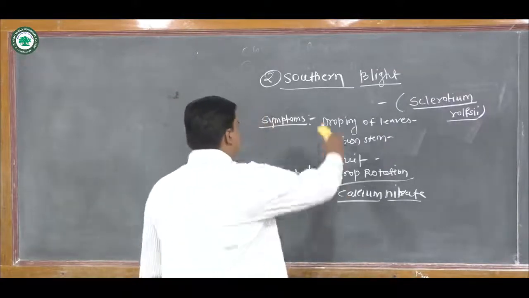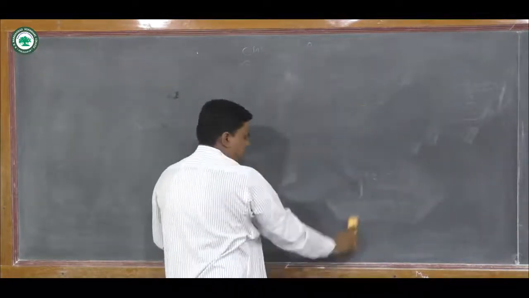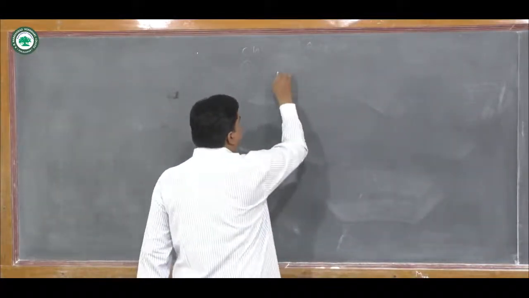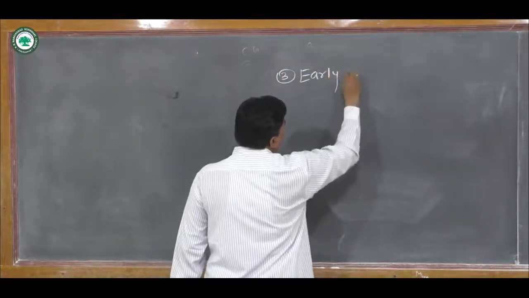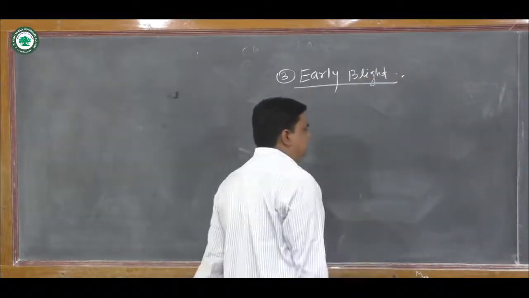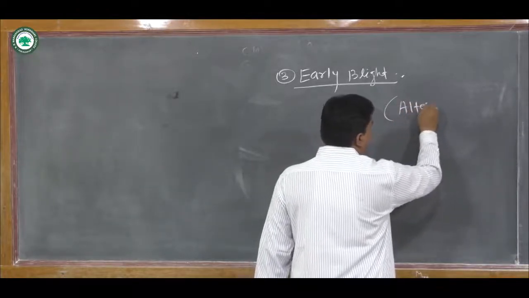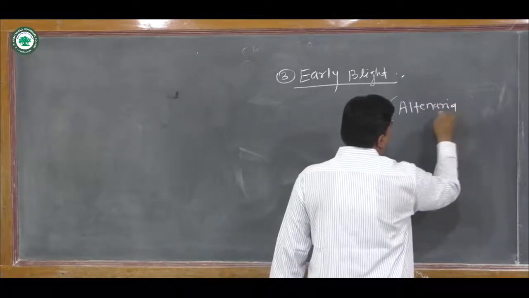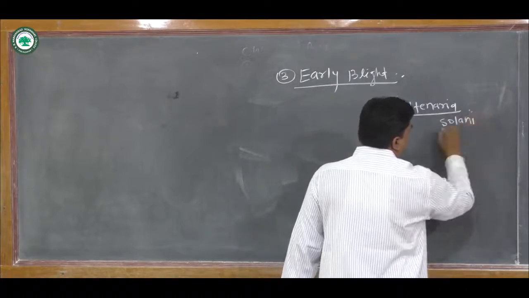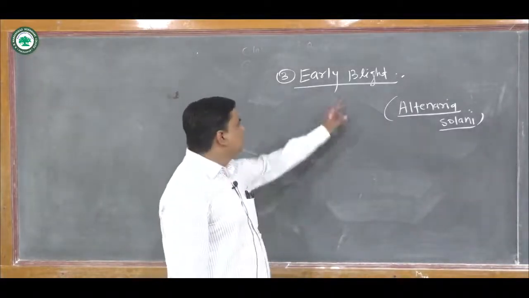Okay, then the next disease is early blight. The causative agent of the disease is Alternaria solani. This is the causative agent of the disease. Alternaria solani causes early blight disease.